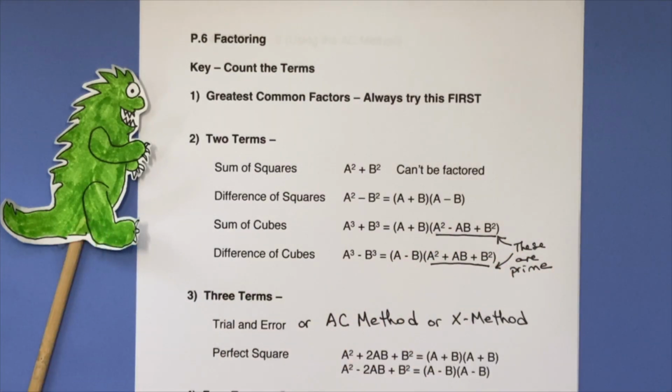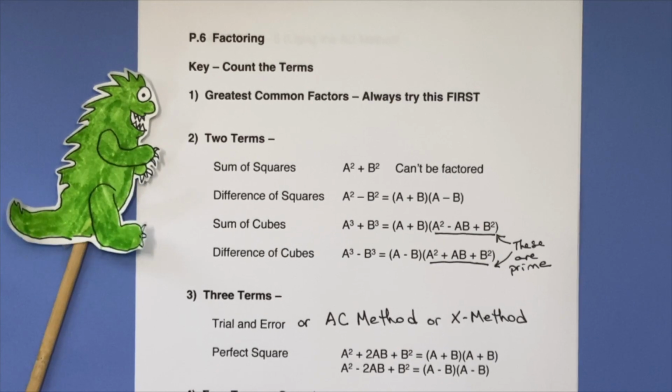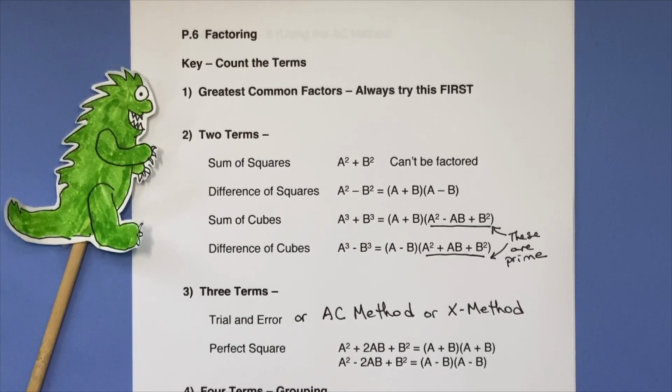Woohoo, we're back. And today we're going to be working with factoring and focusing on three terms using trial and error or the AC method. There's actually another method that some people have learned called the X method. It has other names. I've got a separate video explaining this one. So for this video, we're just going to look at trial and error and the AC method.